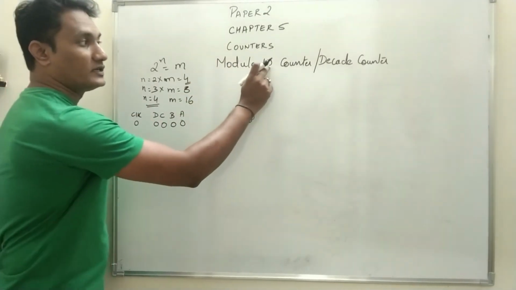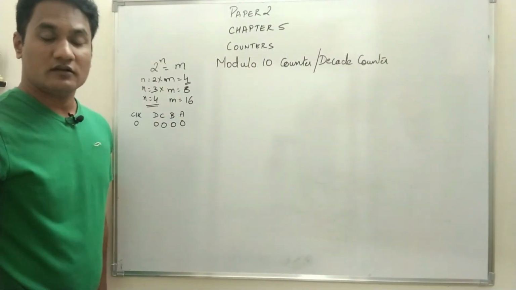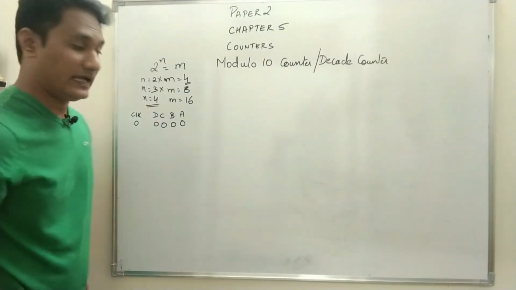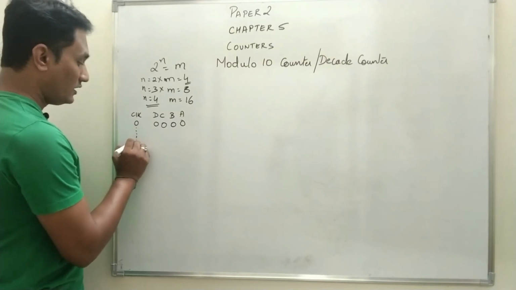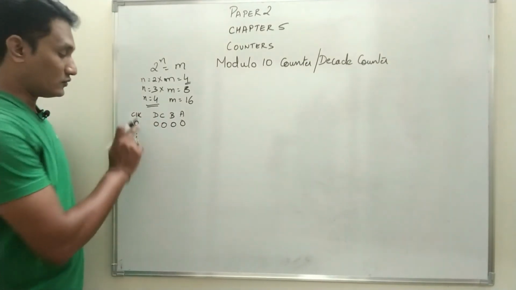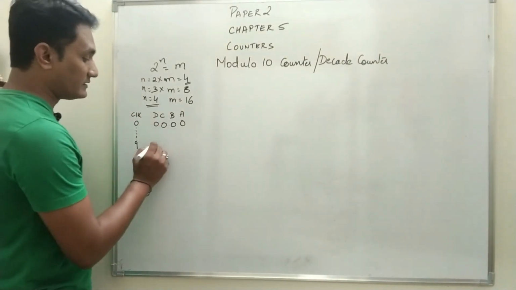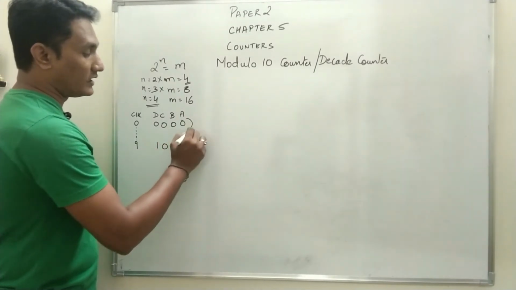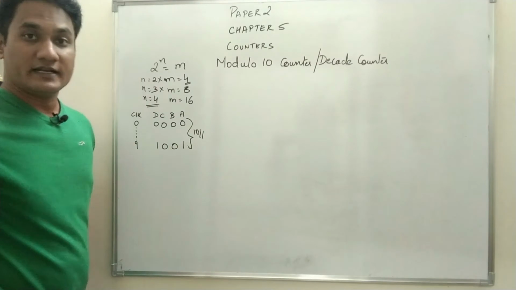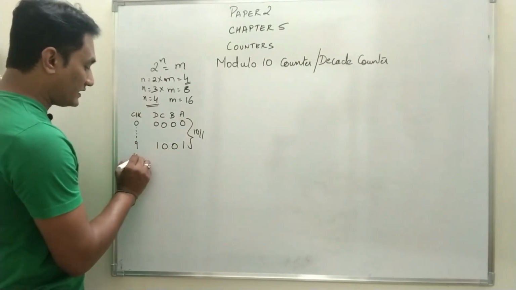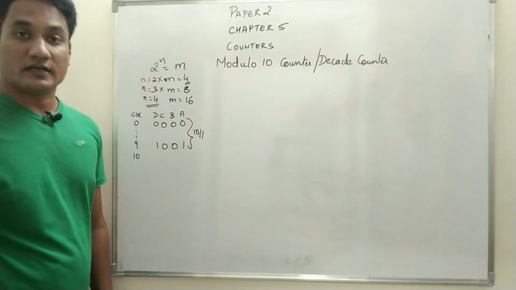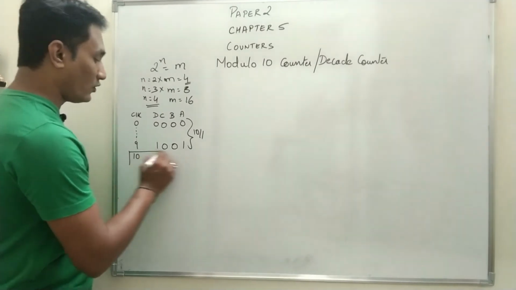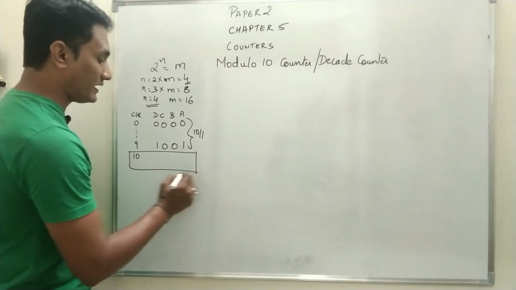So if you want to design a modulo 10 counter, the count should go up to decimal 9. So 0 to 9 will be 10 discrete states, and decimal 9 will be 1 0 0 1. So the total number of discrete states will be 10, and at the end of the 10th clock pulse the circuit should reset. But what is the condition? What will be the condition at this point, 10th clock pulse?